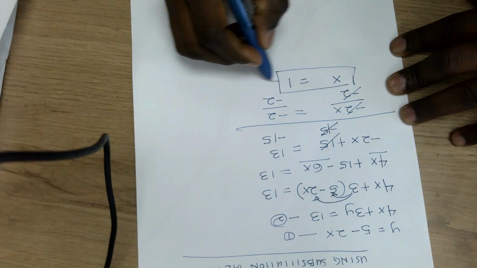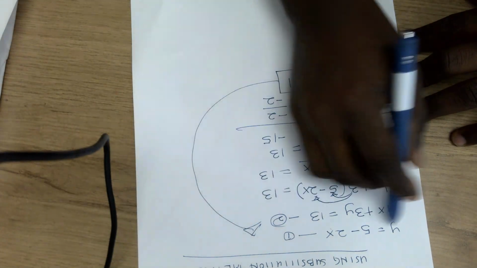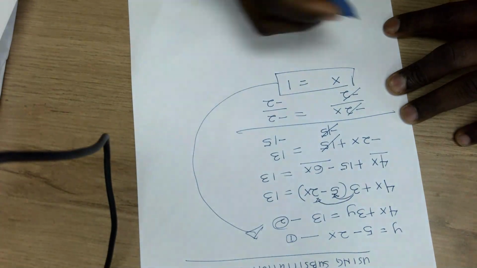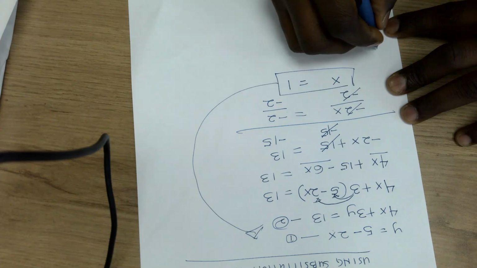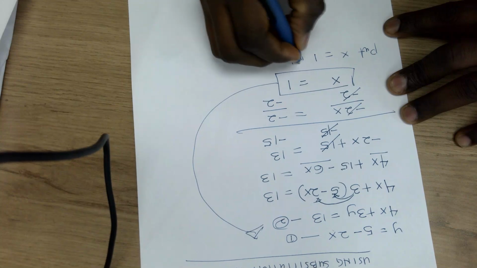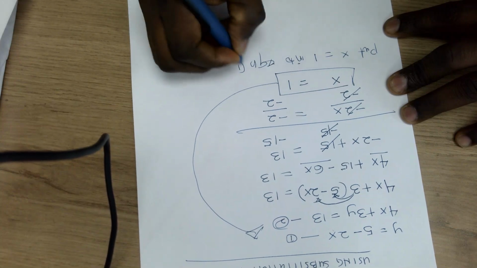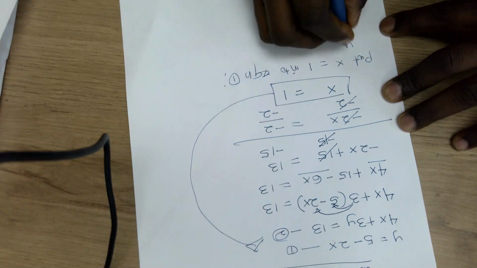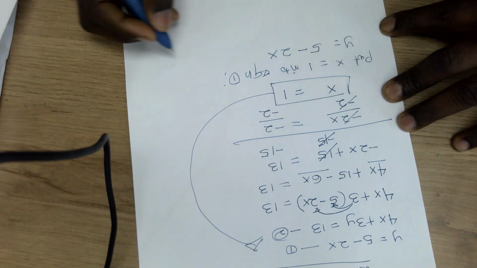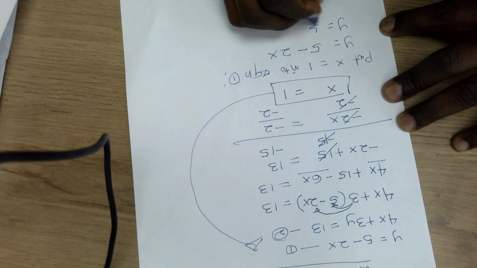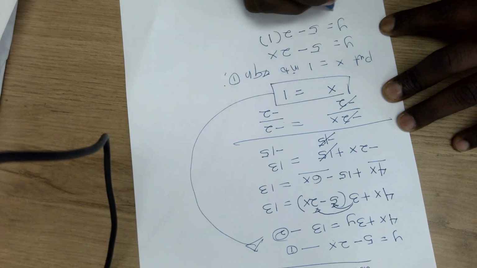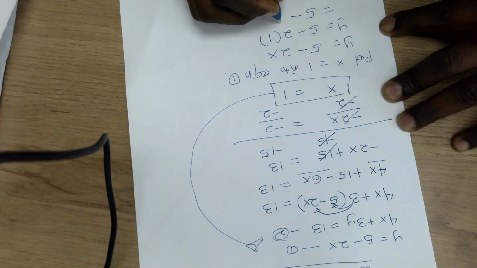Now I can put x back into equation 1 and solve for my y. Or I can as well put it in equation 2, but it's easier putting it into equation 1. So put x, which is equal to 1, into equation 1. And so I'll have y equal to 5 minus 2x. So y will now be 5 minus 2 times x, which is 1. And so I'll have 5 minus 2 times 1, which is 2.